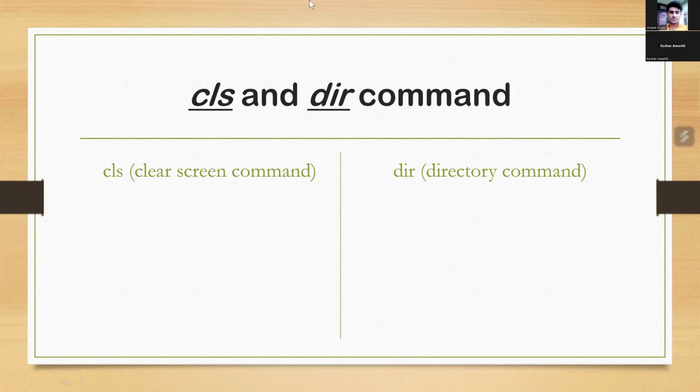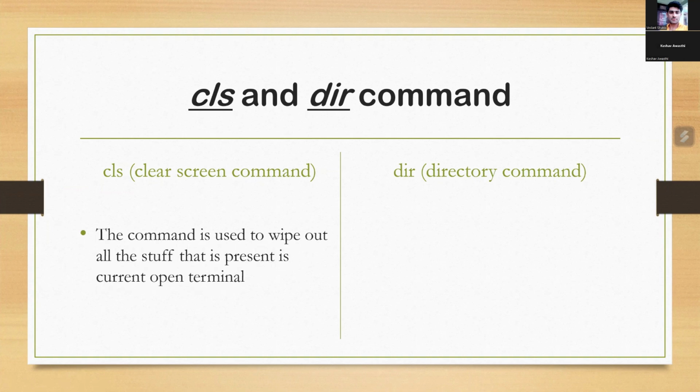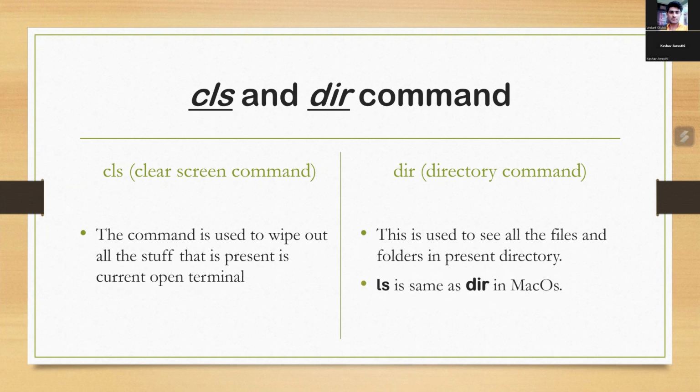Okay, so the CLS and DIR commands I have covered in my previous presentation. CLS is a basic command that is used to wipe out all the stuff that is currently present in my command terminal. And the DIR command is used to list the folders and files in our directories. The ls command is the same as the dir command in macOS, because the dir command cannot work in macOS, and ls cannot work in the Windows operating system.